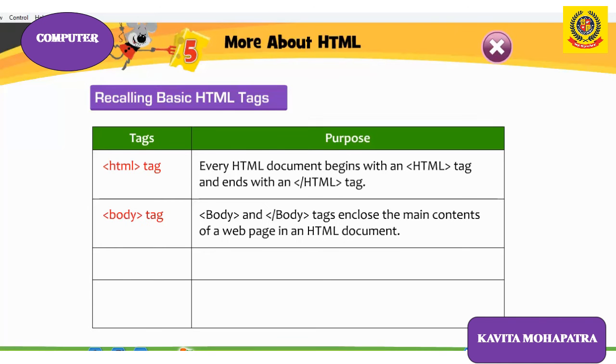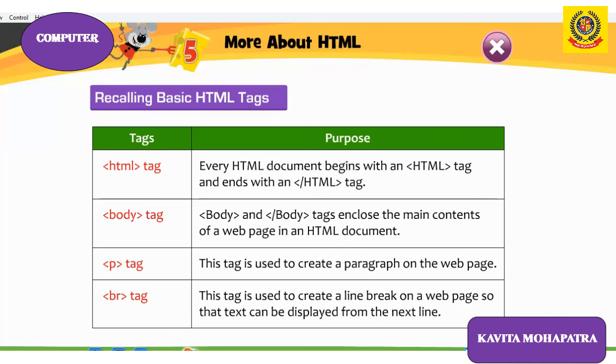So every HTML document begins with the <HTML> tag and ends with the </HTML> tag. <body> and </body>: within angular brackets you will write body and /body. The body tag encloses the main contents of a web page in an HTML document. P stands for paragraph. It is used to create a paragraph on a web page. BR stands for line break.